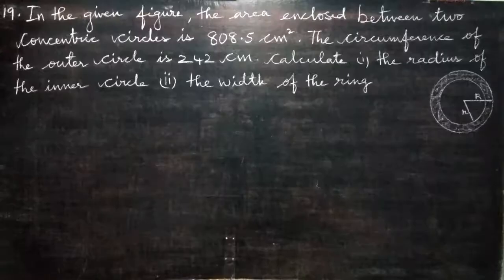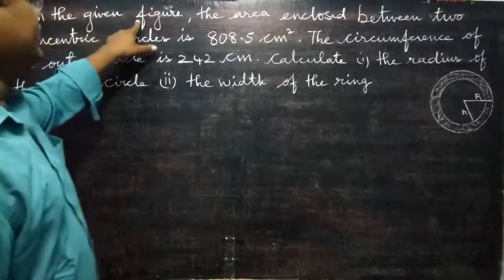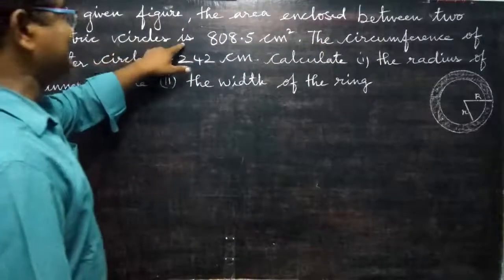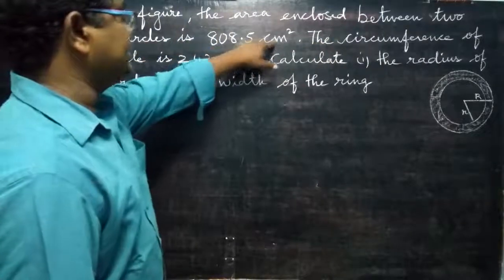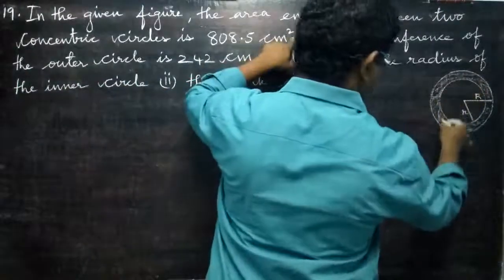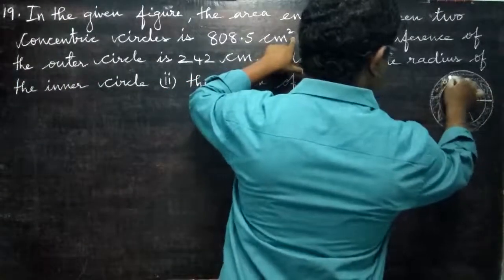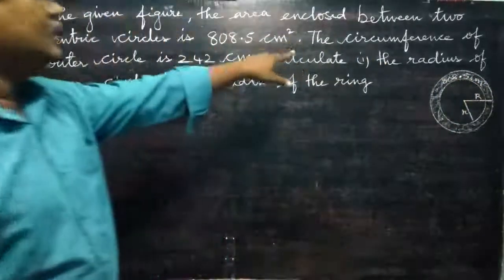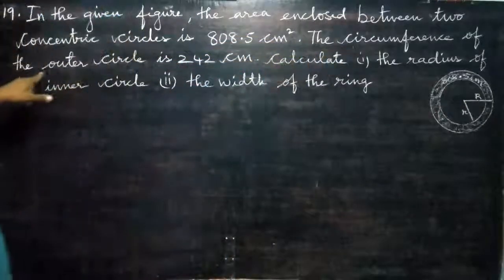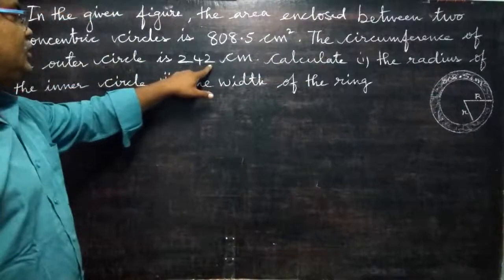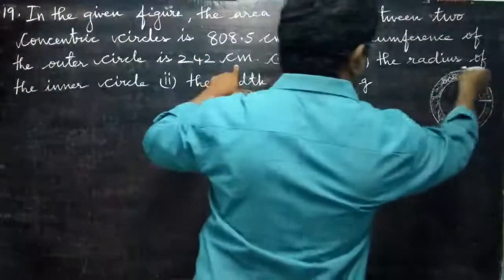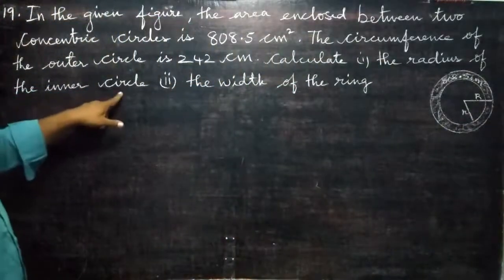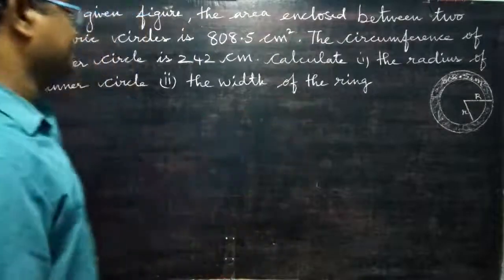19th problem. In the given figure, the area enclosed between two concentric circles is 808.5 centimeters square. The part which is shaded, this area is how much you know? 808.5 centimeters square. The circumference of the outer circle is 242 centimeters. The circumference of the outer circle, not inner circle. Calculate the radius of the inner circle, and the second one is width of the ring. So solution.